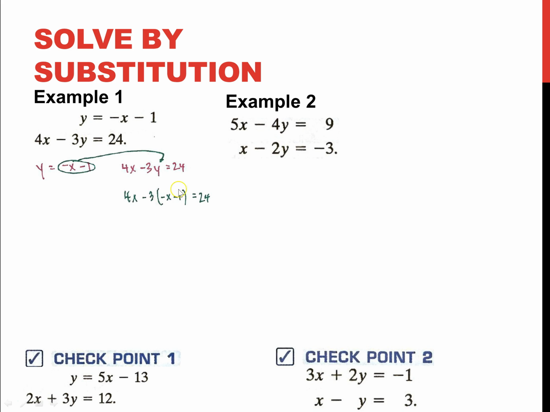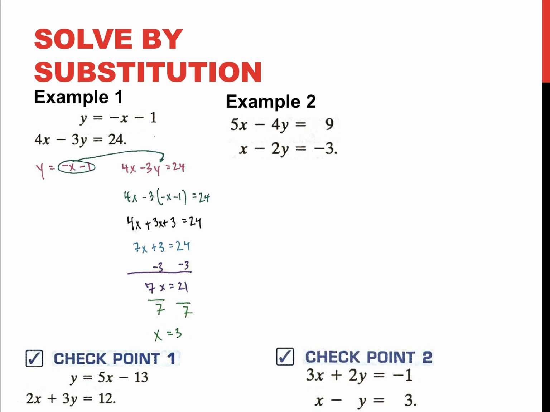It's multiplication, so I use the parentheses, and I'm going to distribute. So I distribute that negative 3, and after I've distributed, I can combine like terms. So 4x plus 3x, that gives me 7x, and then I can subtract 3 from each side. That gives me 7x is equal to 21. Inverse of multiplication is division, so I know that x is equal to 3.